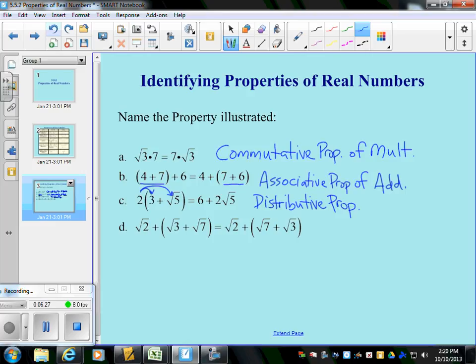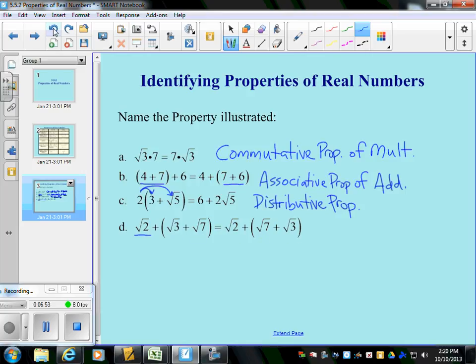And our final example, part D. We have the square root of 2 plus the quantity square root of 3 plus 7 equals the square root of 2 plus the quantity square root of 7 plus 3. Now, don't be fooled by this. At first glance, it looks like it could be the associative property, like in part B, because we are adding three numbers together.